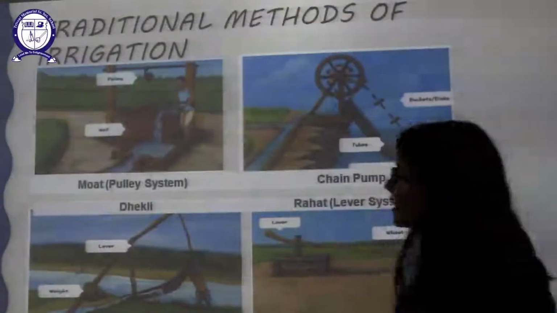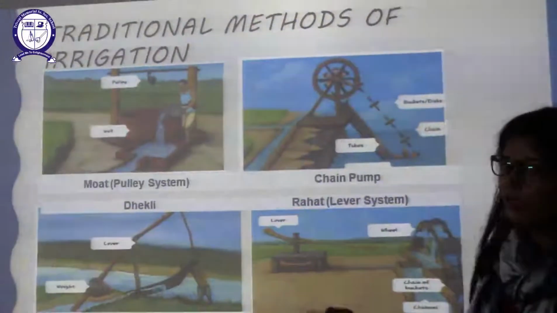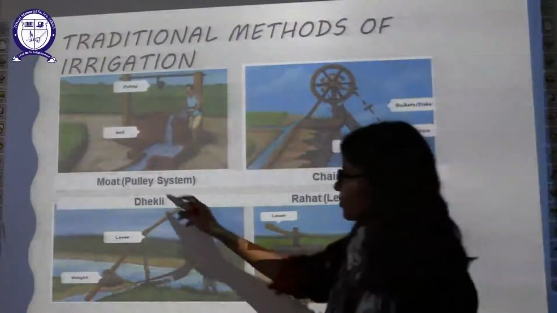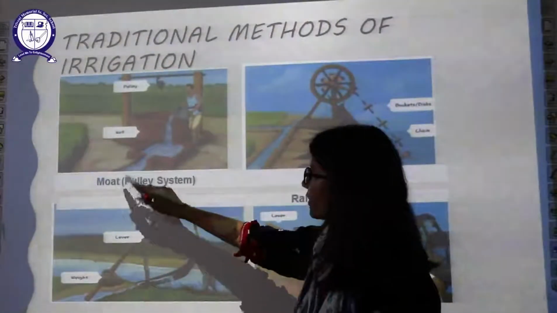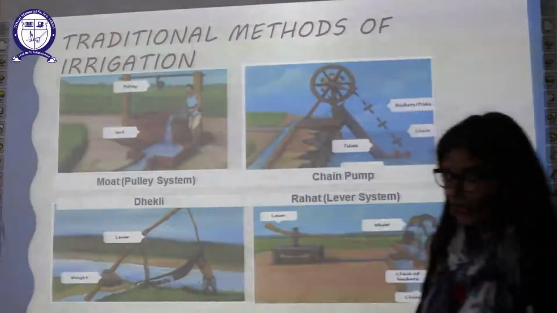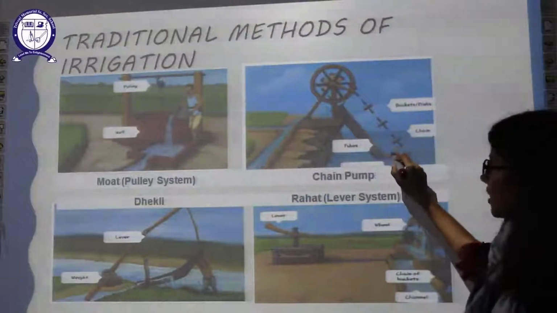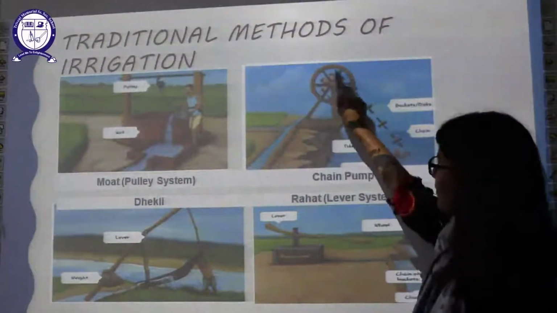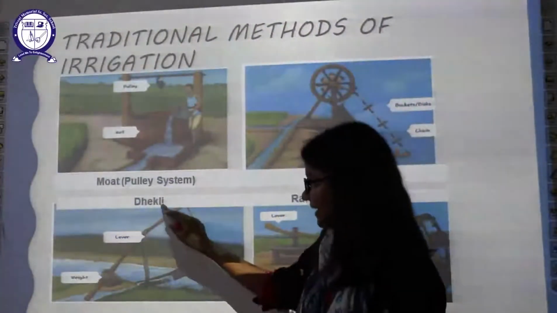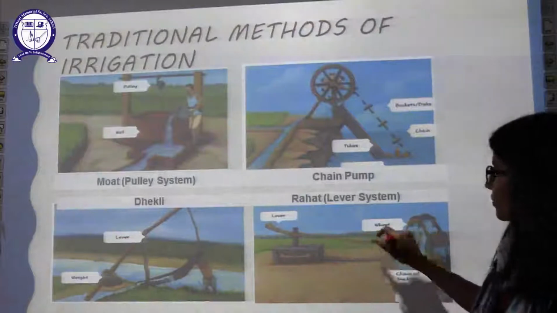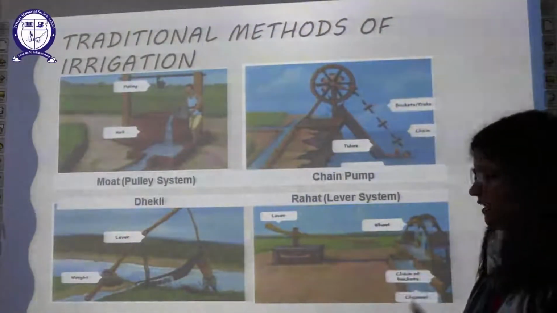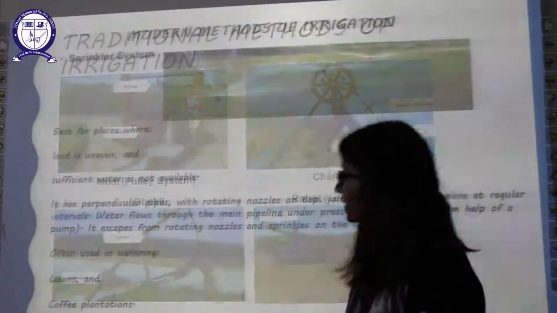Now, these are the traditional methods which people used in ancient times. First is the pulley system known as moat, in which we use a well to draw the water into the agricultural field. Second is the chain pump, which we use to irrigate the field. Third is known as lately, and the fourth one is rahar. This rahar uses a lever system to irrigate your field.